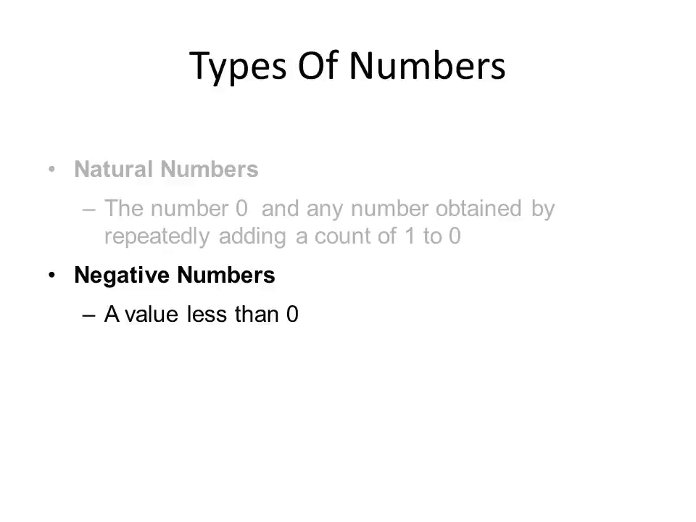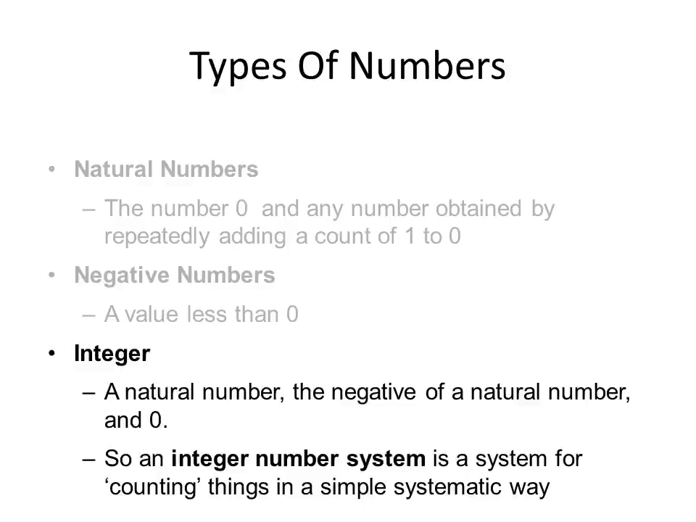Negative number means a value less than 0. Integers are the negative numbers, positive numbers, and 0. That means all the natural numbers, the negatives of natural numbers, and 0. So an integer is a number system for counting things in a simple systematic way. You can count negative and positive both. If you place it on a number line, then integers represent the various points on the number line.